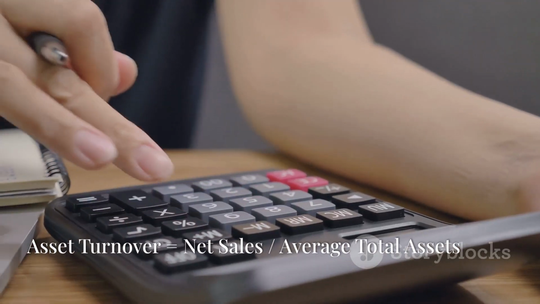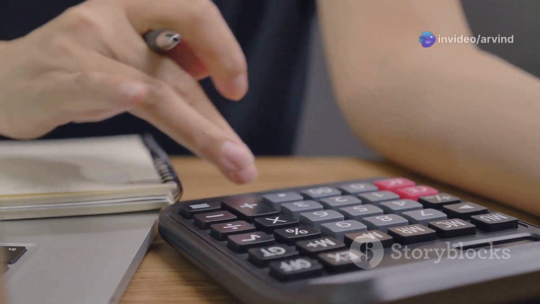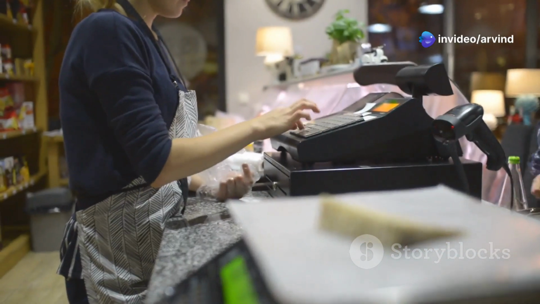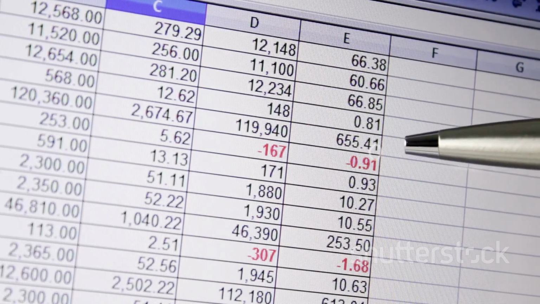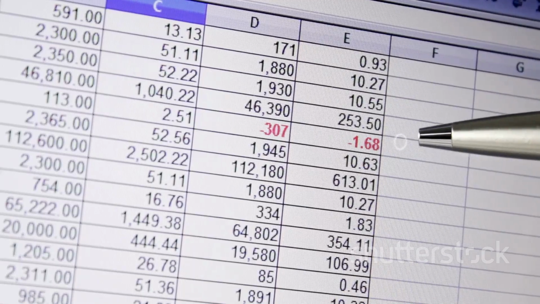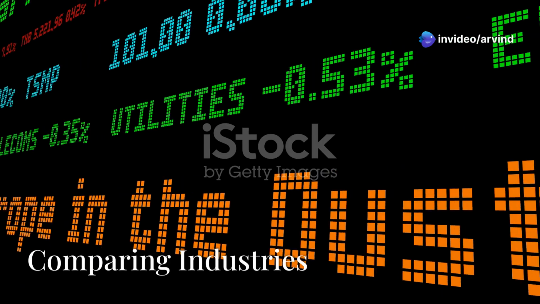To calculate asset turnover, you divide a company's net sales by its average total assets. Net sales represent the revenue generated from the company's core operations. Average total assets are calculated by adding the total assets at the beginning and end of a period and dividing by 2. This gives you an average value for the period being analyzed.